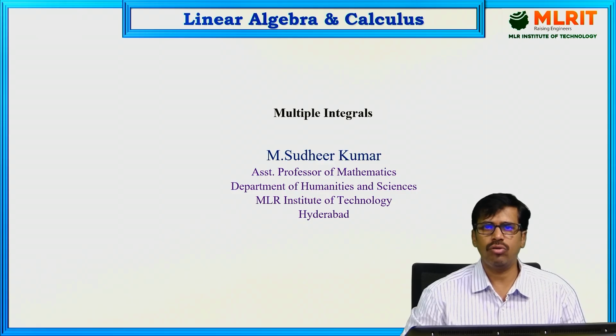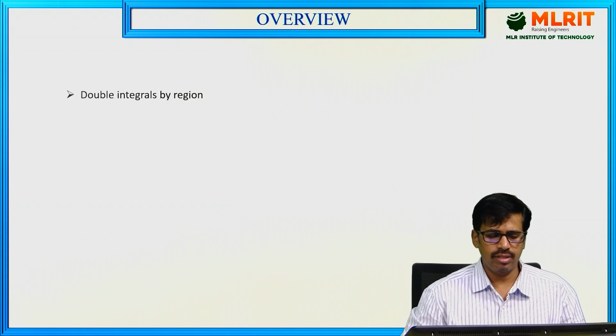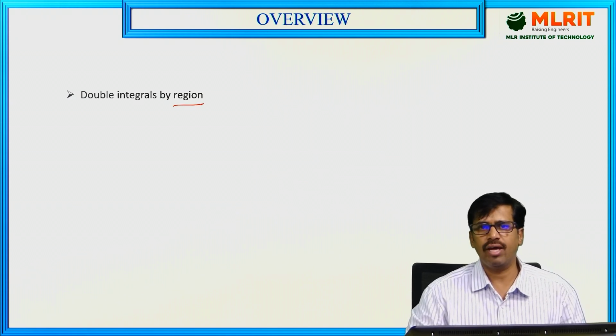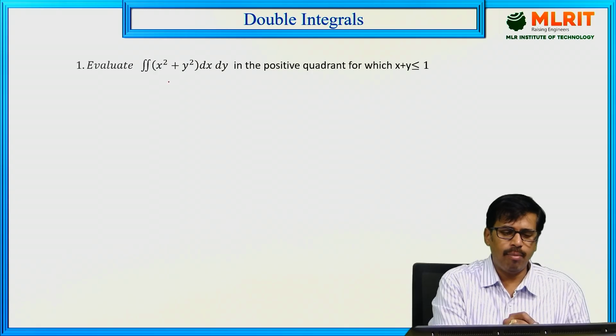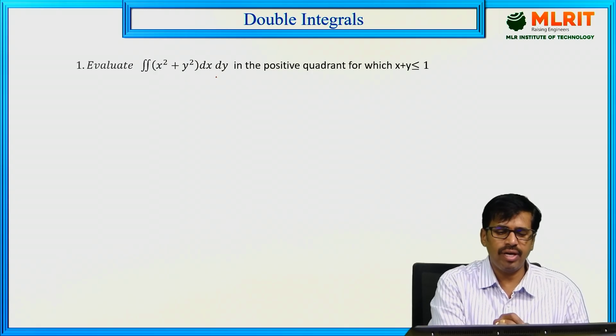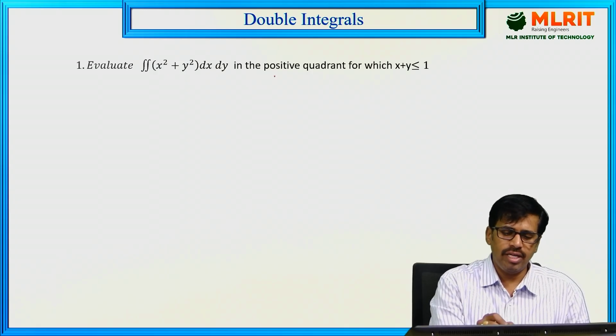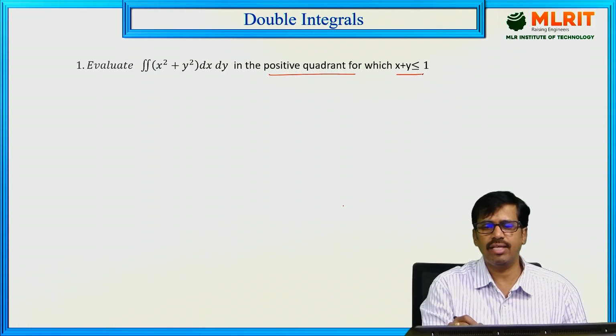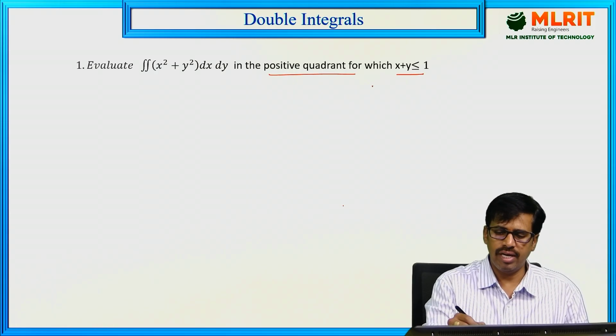Today I am going to discuss double integrals by region, where the limits of x and y are not given. Evaluate the double integral of x square plus y square dx dy. This region is given in the positive quadrant for which x plus y is less than or equal to 1. So first let us draw the line.